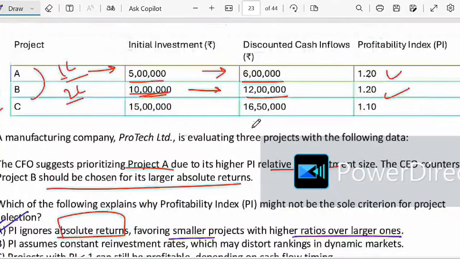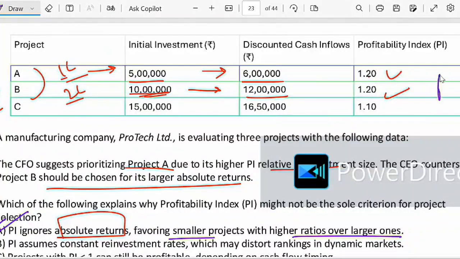How do we calculate the PI? Per rupee you have invested, how much you are getting. That is called PI, right? So that is one of the limitations of profitability index. It just tells you how much profit you are making per rupee invested. It is great for comparing relative profitability. But when projects differ in size, PI alone can be misleading.